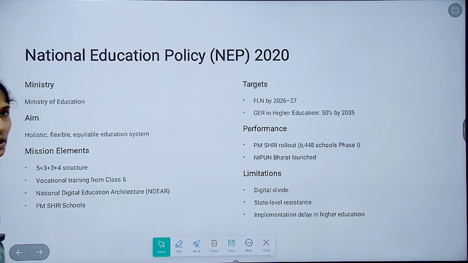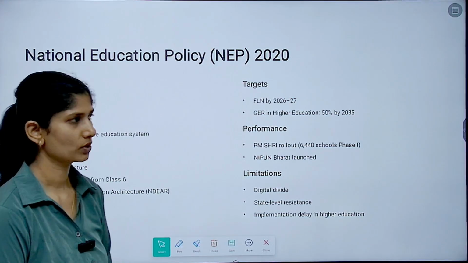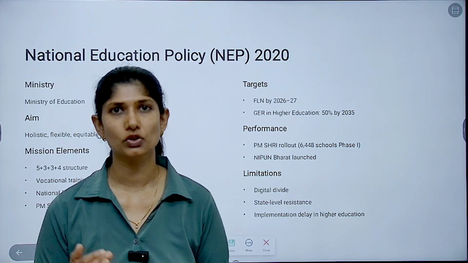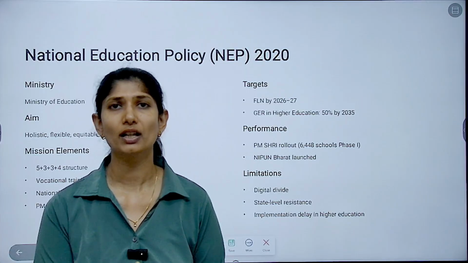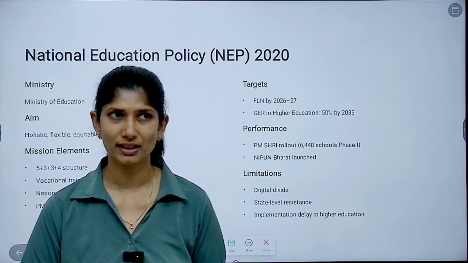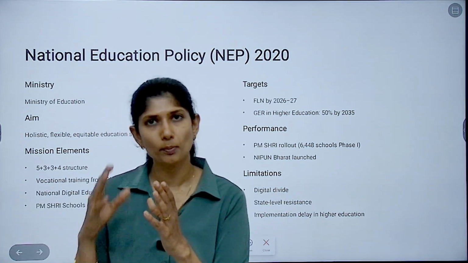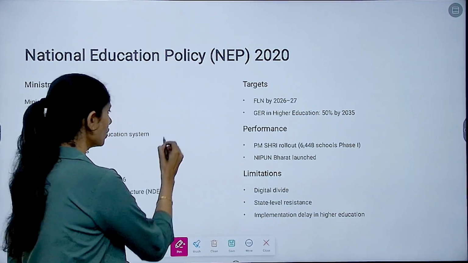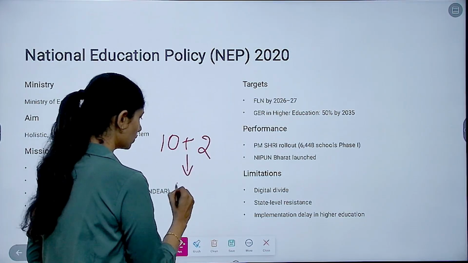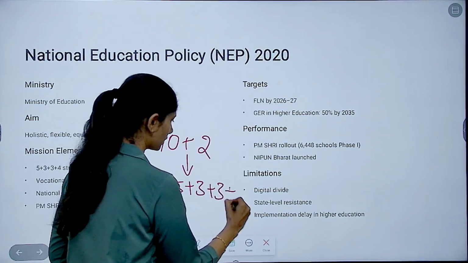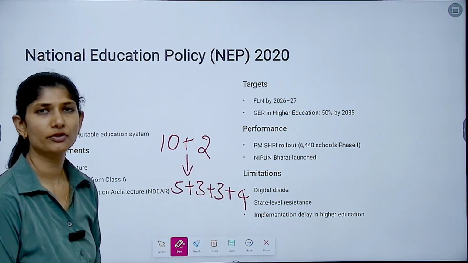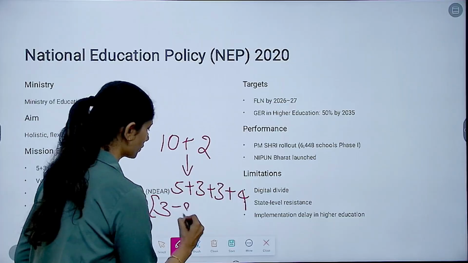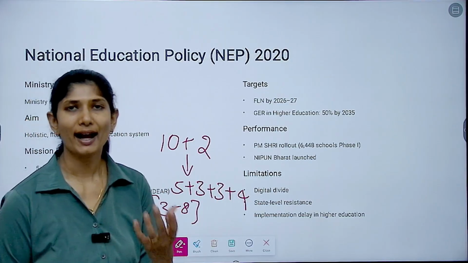Next is NEP 2020, the National Education Policy 2020. Like we have discussed a lot on NEP from the start, it is an approach to education where you try to bring it on par with 21st century educational needs. You change the mode. Before NEP 2020, it was the 10 plus 2 scheme. You change from 10 plus 2 to 5 plus 3 plus 3 plus 4, where each stage has a different way of learning. For example, from 3 years to 8 years, your learning is more based on activities.